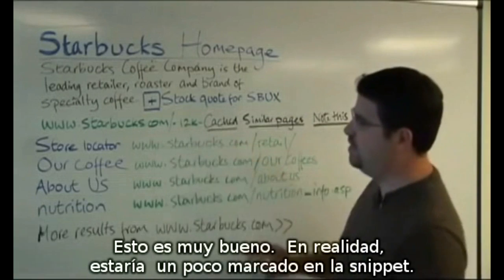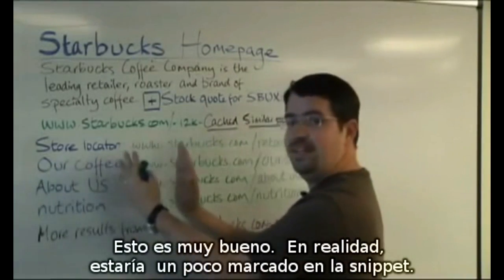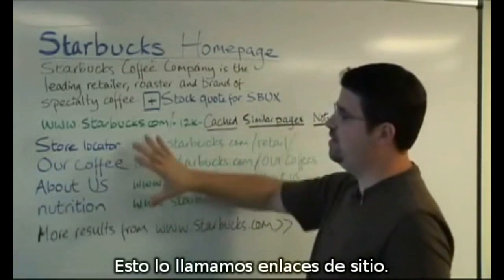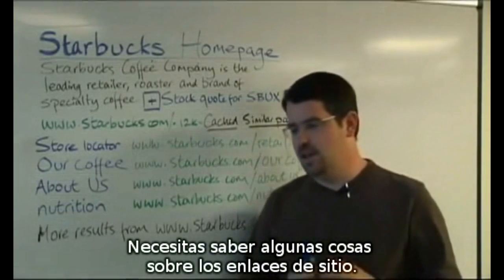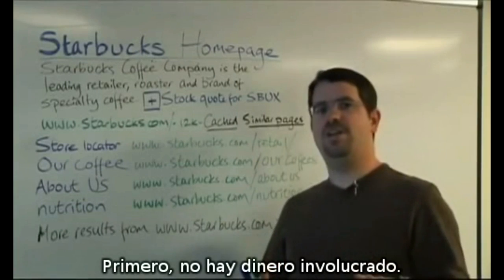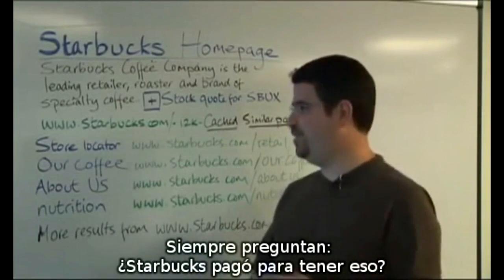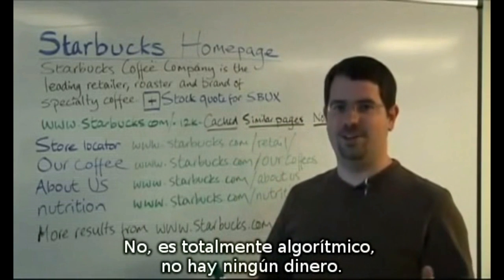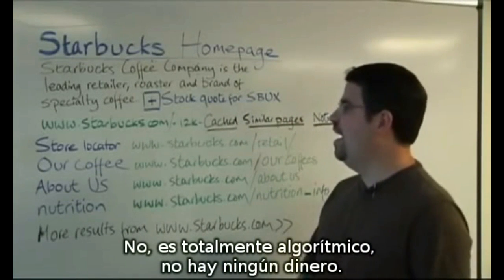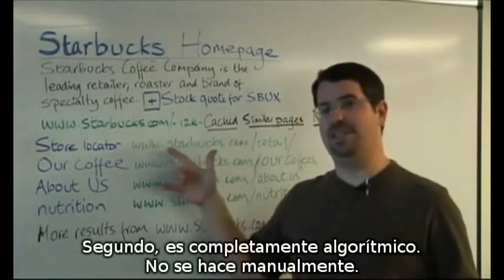And then this is really nice. It would actually be a little indented on the snippet, but what we call this is site links. There's a couple things you need to know about site links. First off, no money is involved. Somebody always asks, so did Starbucks pay money to get that? No, it's completely algorithmic. There's no money whatsoever. And the second thing is, it is completely algorithmic.